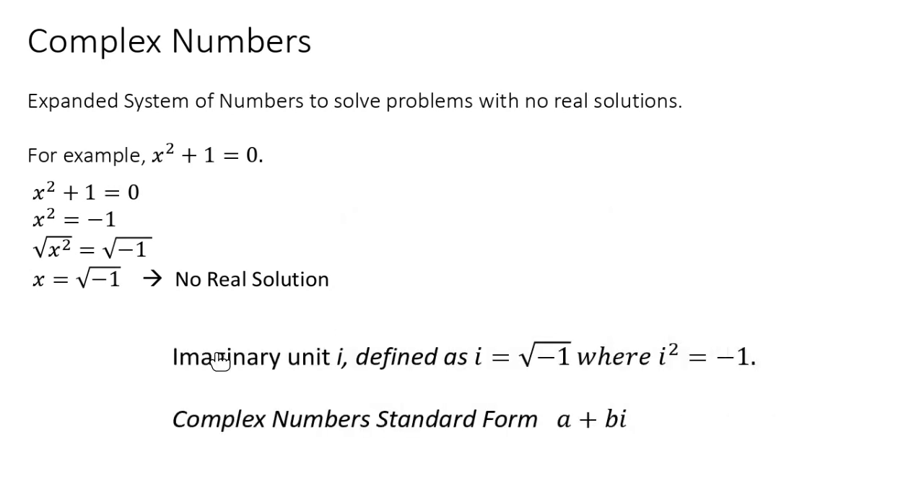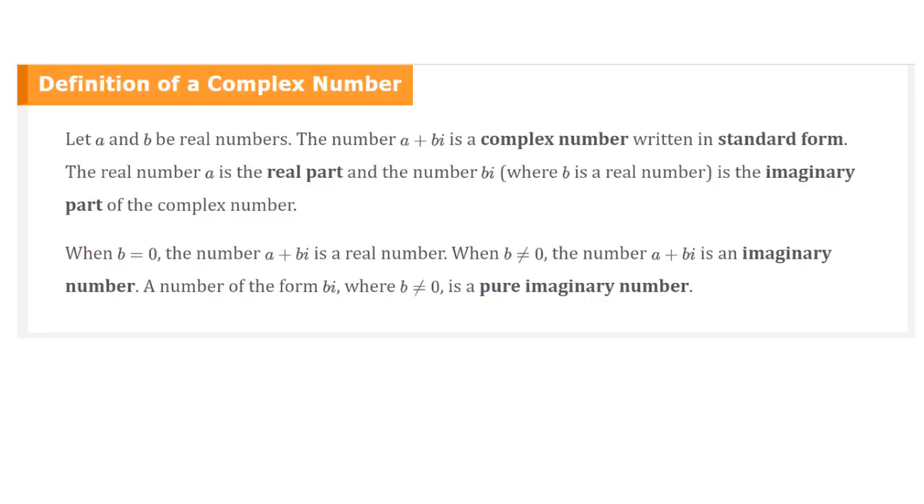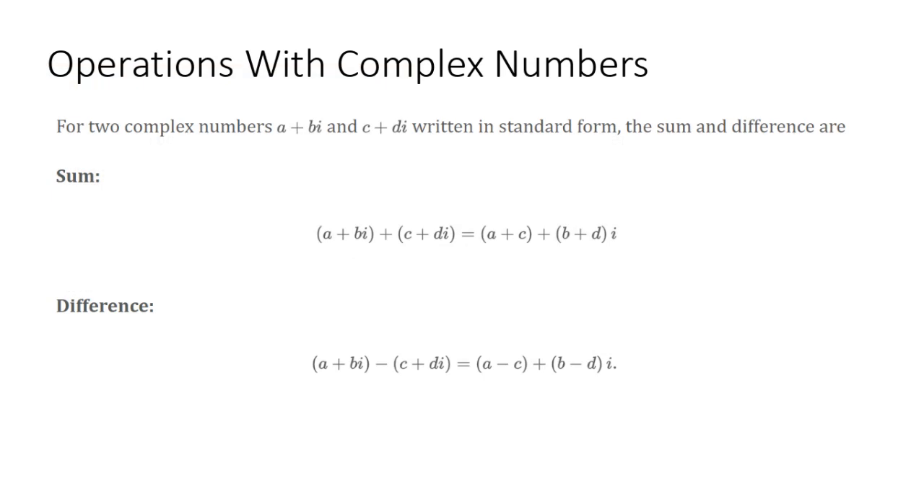So they came up with this imaginary unit, which is called i, and they defined it as i is equal to the square root of -1, where i squared is equal to -1. So you want to remember this right here, because we're going to be using that quite a bit. And then the standard form is a plus bi, where a is the real part and bi is the imaginary part. Okay, and that's what it says here in the definition. I'm not going to read it, but that's what it's saying there.